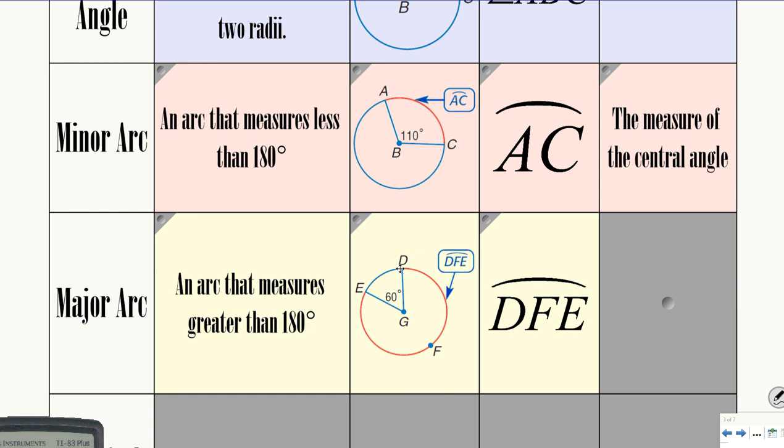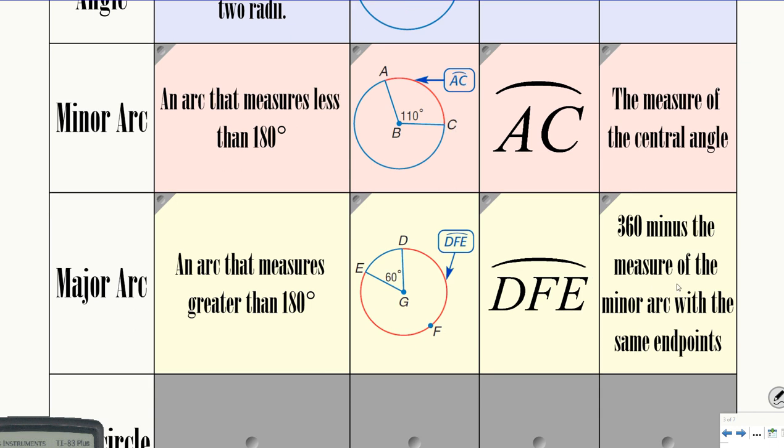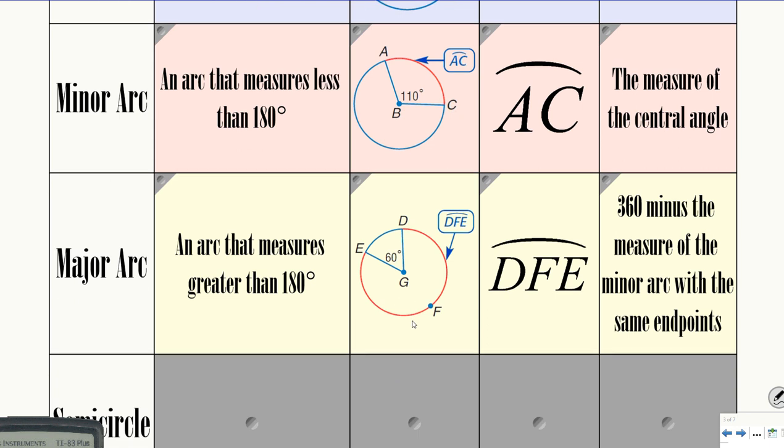So here it's saying we're starting at D, going the direction that goes through F to get to E. Where if we went from D to E here, we wouldn't be going through F. So going through F to E. Then what we can do is find it by doing 360 degrees minus the minor arc. So we know this minor arc is 60 degrees because it's the same as the central angle. We can do 360 minus the 60 because it's the rest of it. So this major arc would measure 300 degrees.